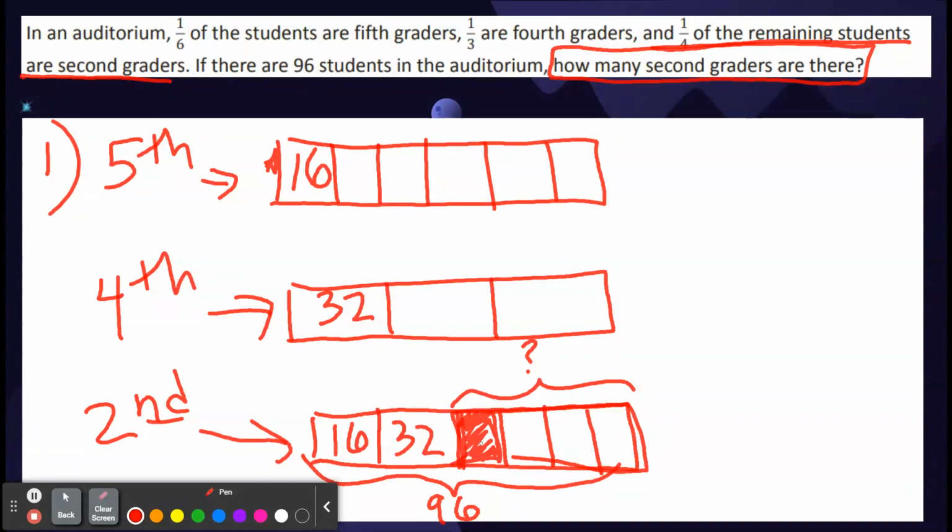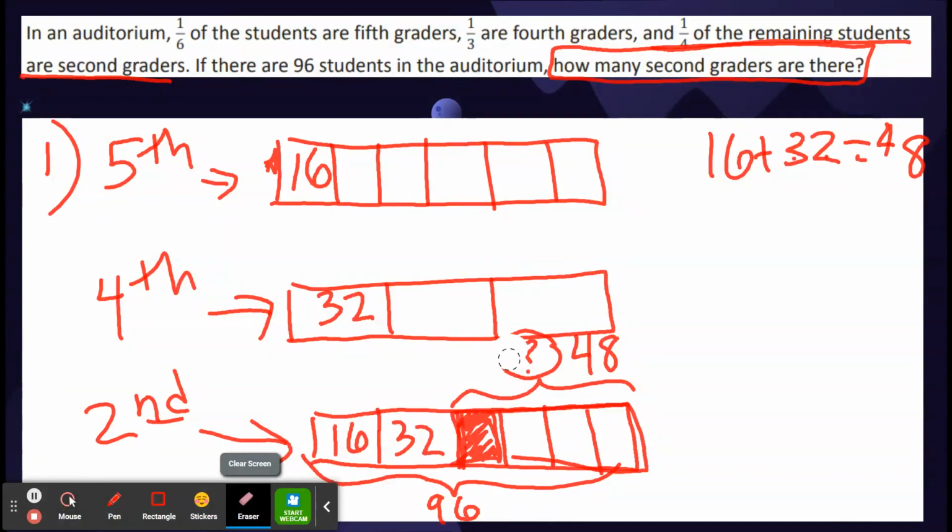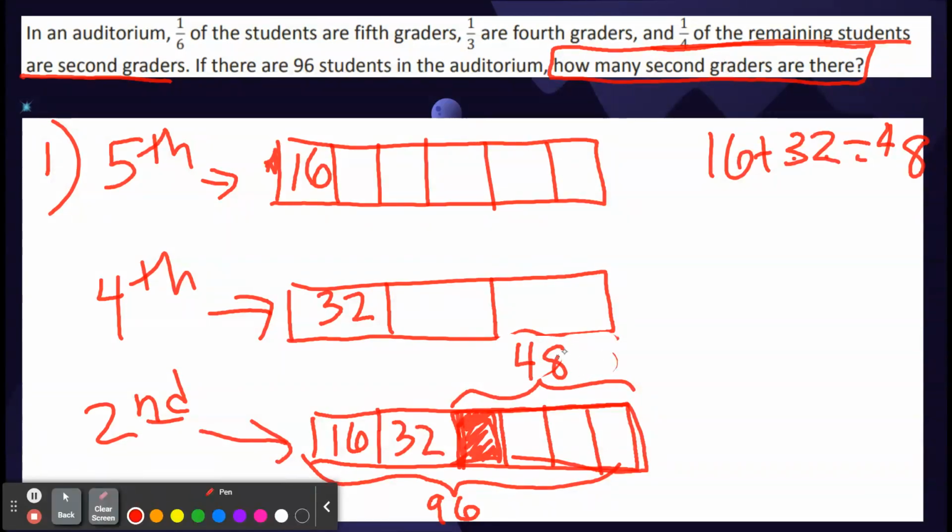So in order to find this out, first I have to see how many students are left over that are not fourth and fifth graders. To find that out, I can add 16 plus 32. 2 plus 6 is going to give me 8 ones. 3 tens plus 1 ten is going to give me 4 tens. So we have 48 students left over who are not fourth or fifth graders. Now I need to find out the number of second graders, which is 1/4 of that.